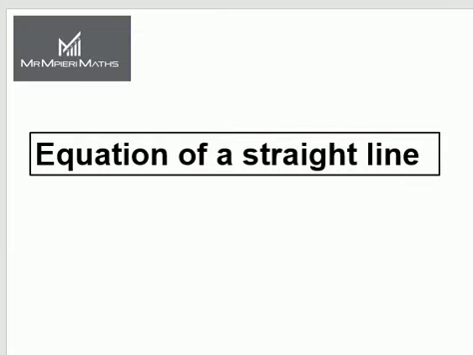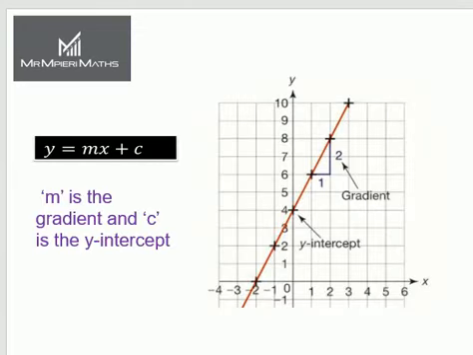Equation of a straight line, you really have to remember the equation of a straight line, it is so important and very useful. If you look at this diagram, this is a straight line, and the straight line passes through the y-axis when x is 0, so it passes through the y-axis at 4. So this 4 here is called the y-intercept. We call that the y-intercept.